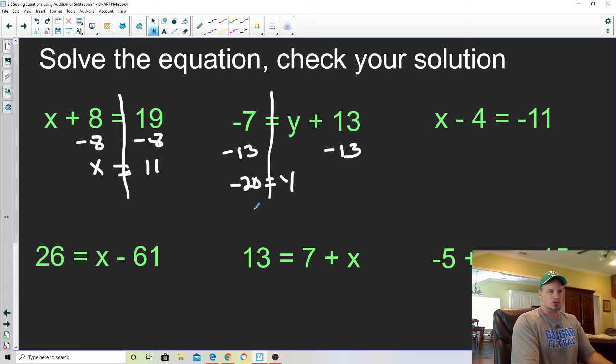Now, a lot of teachers will have you switch the variable and put it on the left-hand side. So y equals negative 20. Y equals negative 20 for our answer. Okay, look at this one.